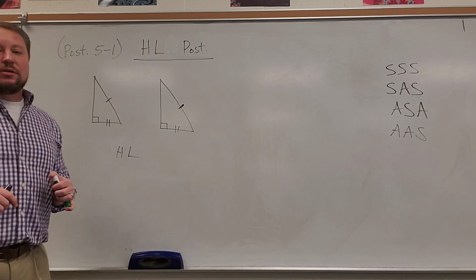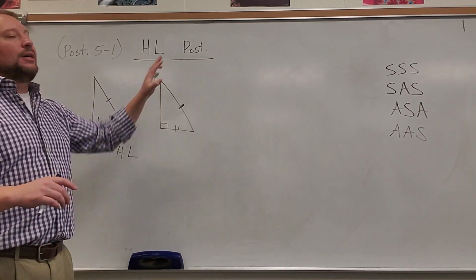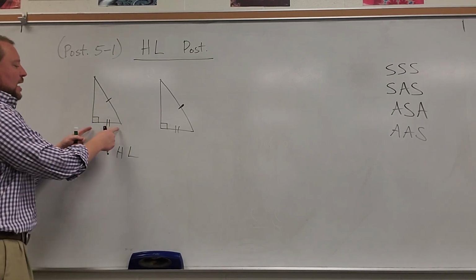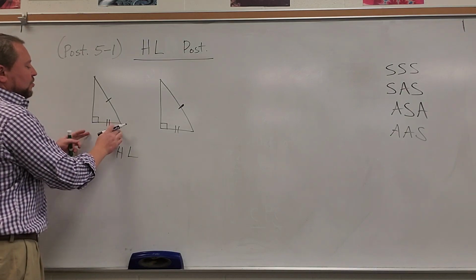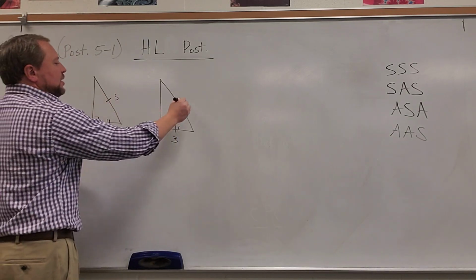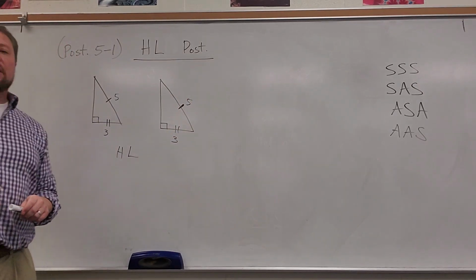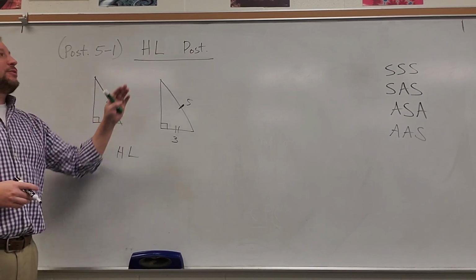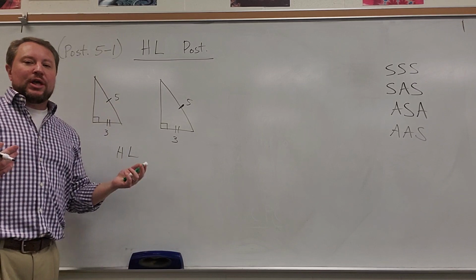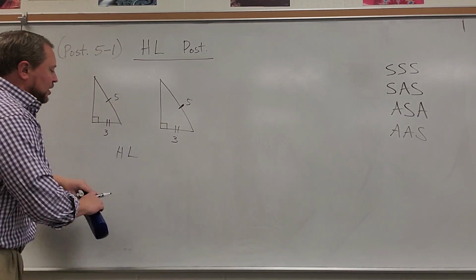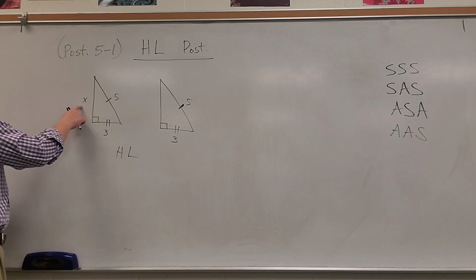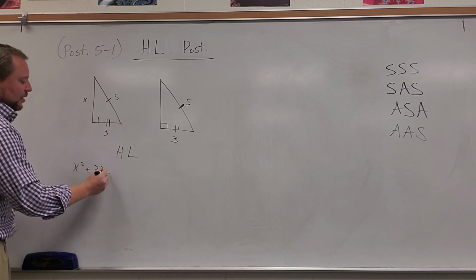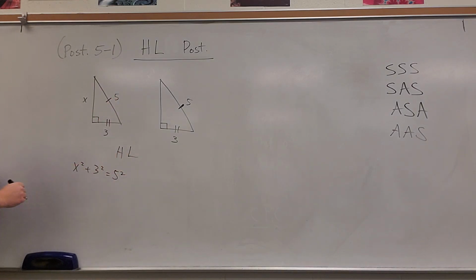The reason it works and the reason it's a postulate is because currently as it stands right now, I can't prove it. But if I were to give you actual lengths here, maybe this is a length of 3 and this is a length of 3 and that's a length of 5 and that's a length of 5. If I were to give you actual measurements, you could actually prove this now. It goes from being a postulate to actually a theorem because we have the Pythagorean theorem that we could use. We could find the last remaining side by putting x squared plus 3 squared equals 5 squared.